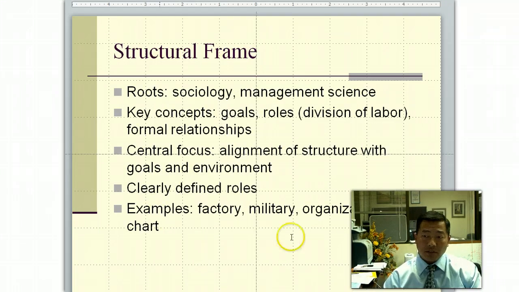A structural frame has its roots in sociology and management science. Words that describe this frame are militaristic, factory, machine-like, policies, procedures, organizational charts, specialization, standardization, replaceability, and predictability. It is regimented and structured, with defined goals and objectives, clear division of labor, and formalized relationships. Katherin Miller describes this in her book, Chapter 2, as the classical approach.